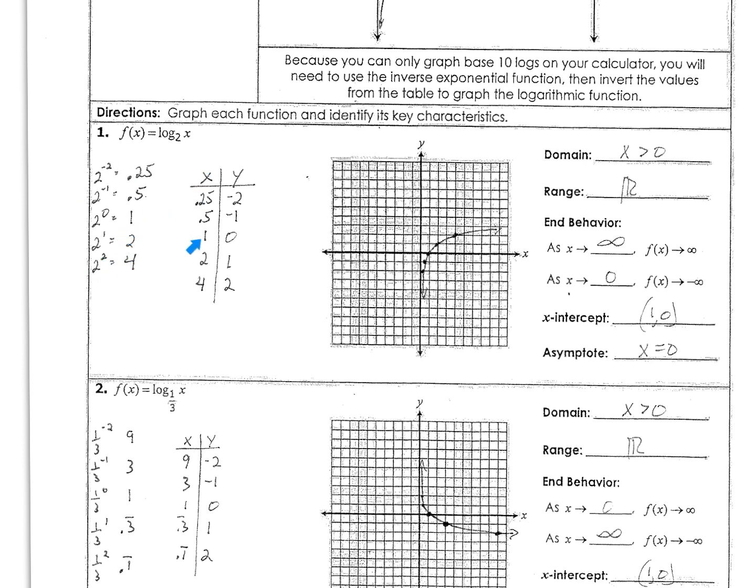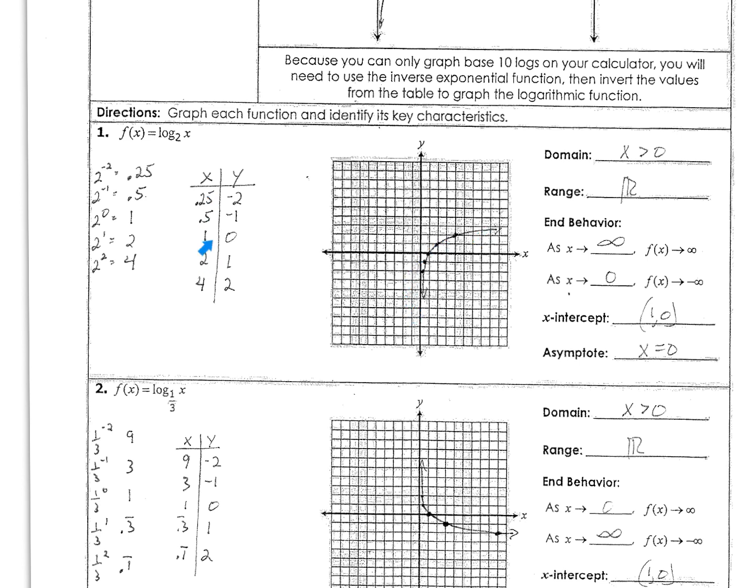Well, again, when we look at it in terms of graphing, the 0.25 that we got is actually the x value, and the exponent -2 is the y value. So I've written down the x and y values. So we have 0.5, -1, 1, 0, 2, 1, and 4, 2. Okay, and that becomes the table that we would graph for the points that are part of that function.